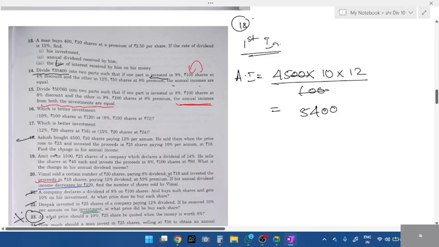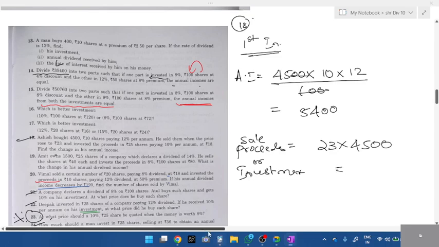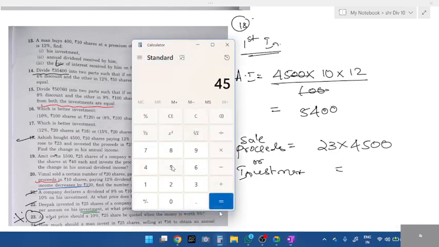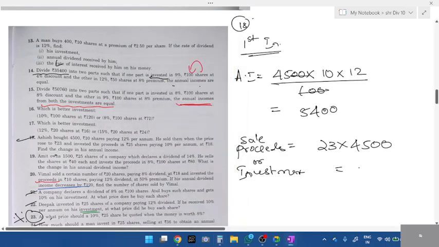After finding annual income for the first year, next. He sold them at the price of 23 and invested the proceeds. Now, calculate sale proceeds. Sale proceeds is equal to, use the investment formula. Sale proceeds or investment formula is the same. Market value in the first is 23 into number of shares, 4,500. 1,03,500.